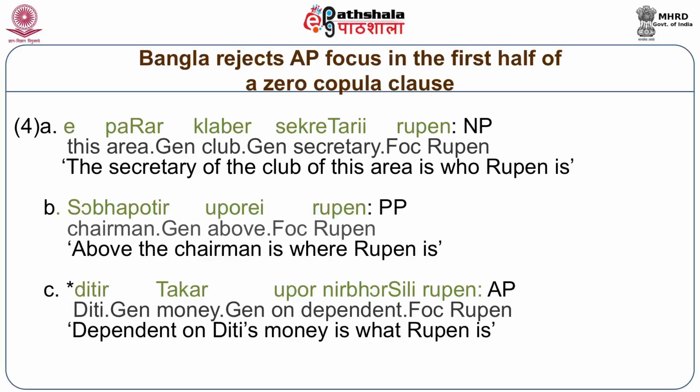But when you try it with an adjective phrase, 4C, when you try to say Diti takar upor nirbhorshili Rupen, which would have to mean dependent on Diti's money is what Rupen is, that is a crashingly bad sentence in Bangla. In fact, the English sentence doesn't sound so great. It isn't very easy to say dependent on Diti's money is what Rupen is. But the Bangla sentence is so bad it's even hard to understand. That is not the case with the English; it's understandable.